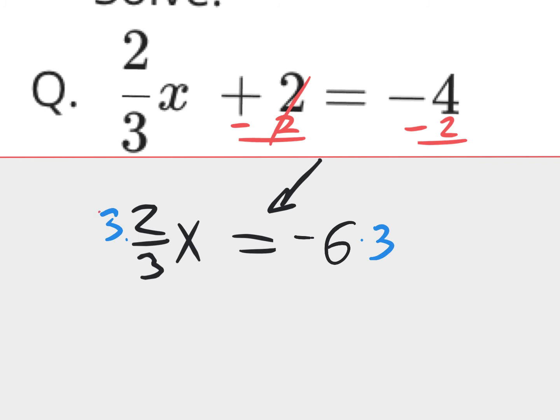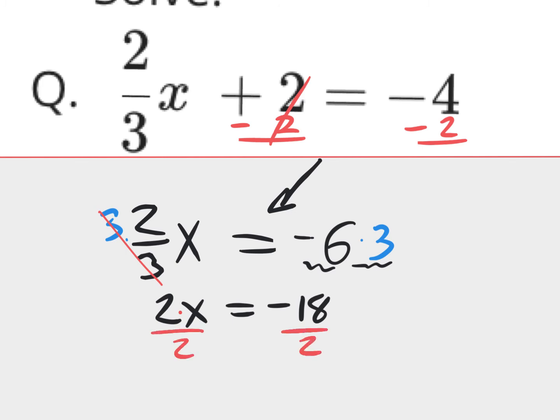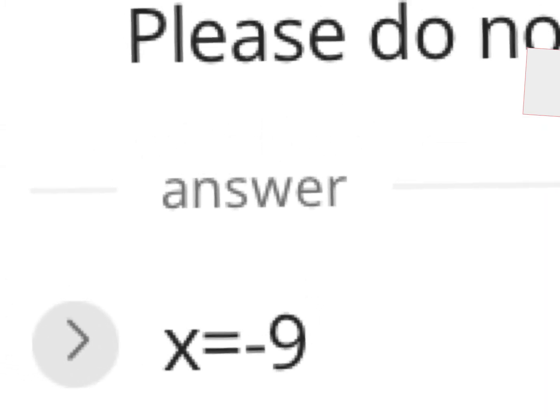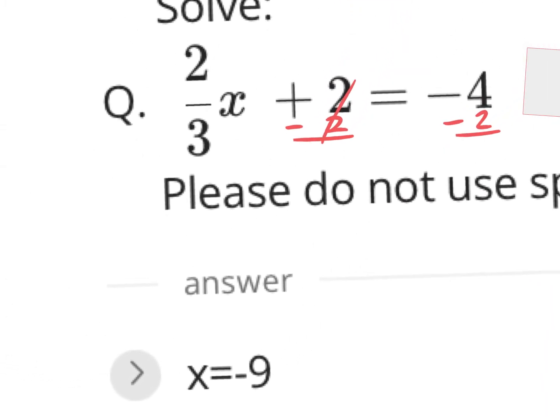So what happens here is that the 3's cancel out. I have a 2x left over, equals comes down, negative 6 times 3 is negative 18. So the final step here would be to get rid of that multiplication of 2 right in front of the x. And how do I get rid of the multiplication of 2? I divide by 2. And what I do to one side, I do to the other side, divide by 2, giving us our final answer, x equals negative 9. That's the answer that we must type in with no spaces between our terms, x equals negative 9.